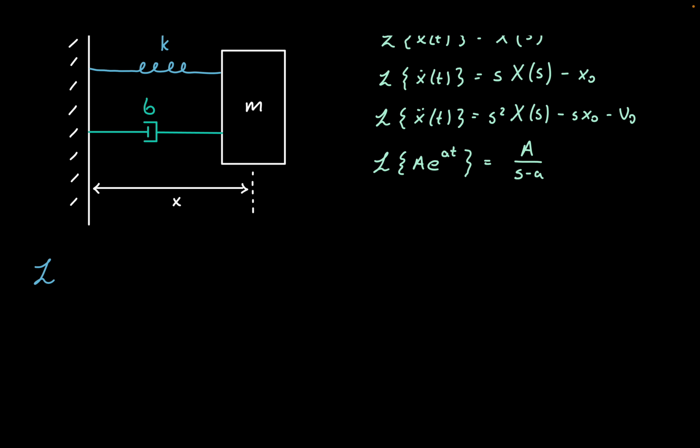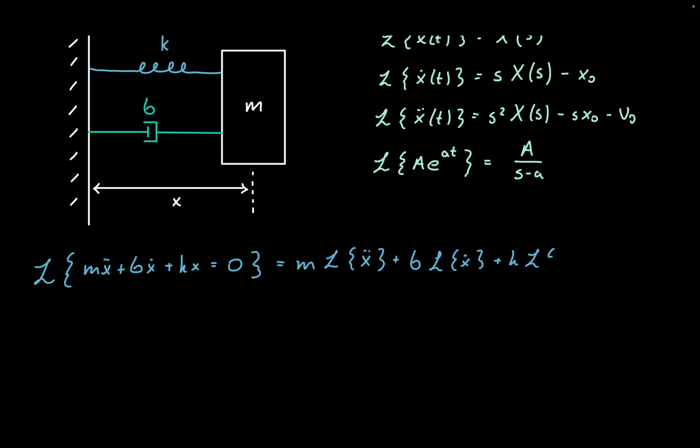So if we take the Laplace transform of our ODE, we'll have m x double dot plus b times x dot plus k times x is equal to 0. And what we can actually do is pull out the constants and then take the Laplace transform individually for x double dot, x dot, and x. So we can write m times the Laplace transform of x double dot plus b times the Laplace transform of x dot plus k times the Laplace transform of x is going to be equal to 0. And again, the only reason we could do that is because m, b, k, and 0 are all constants.